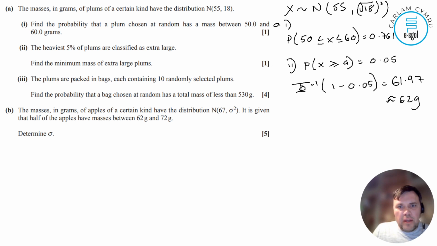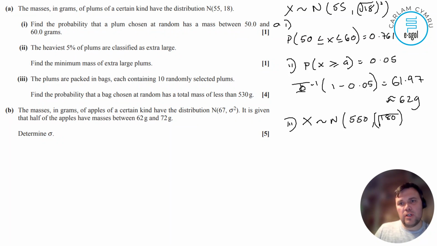For part 3, and I'm leaving all this space for question 5, the plums are packed in bags, each containing 10 randomly selected plums. Find the probability that a bag chosen at random has a total mass of less than 530 grams. So again, the normal distribution has changed. Instead of 55 as the average, we would times that by 10, and instead of 18, we would do 180, and then it would be the square root of 180 squared for my standard deviation.